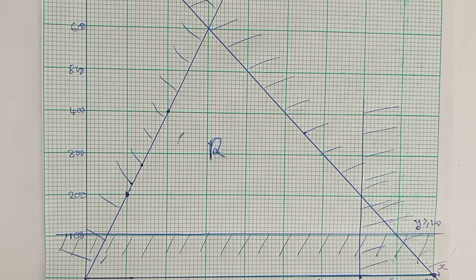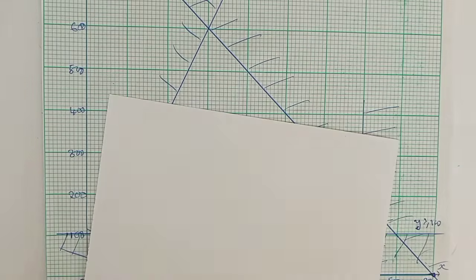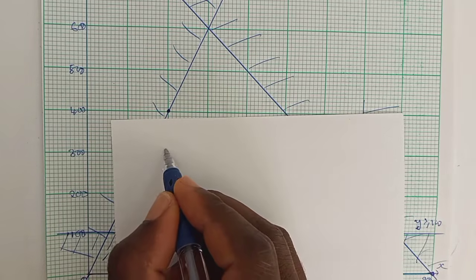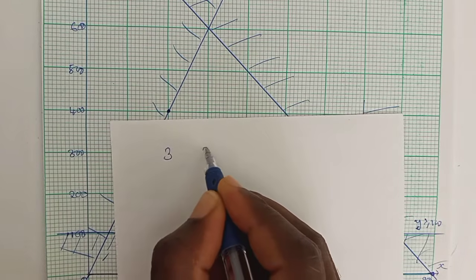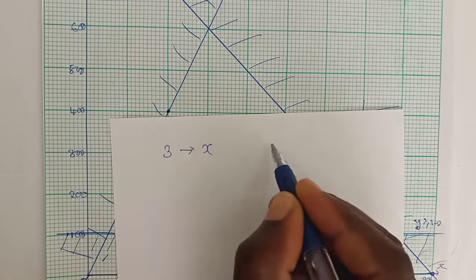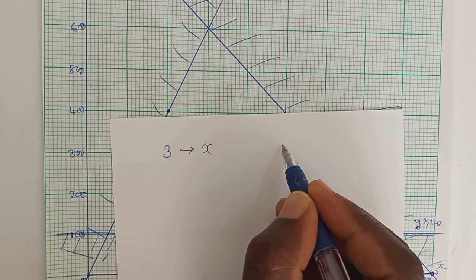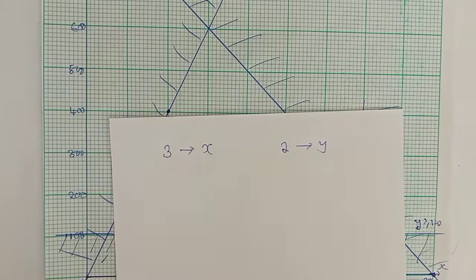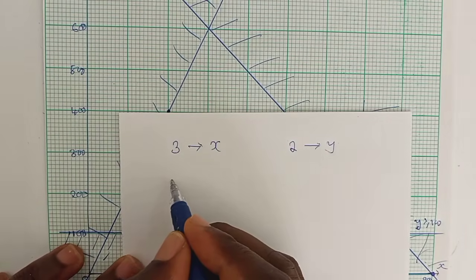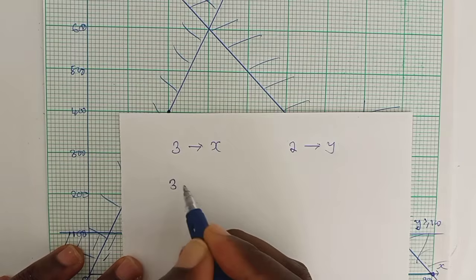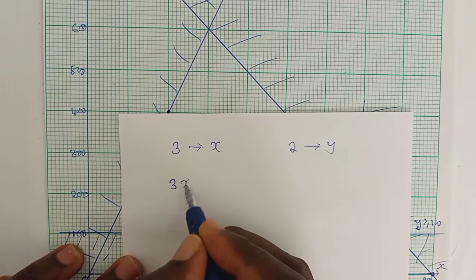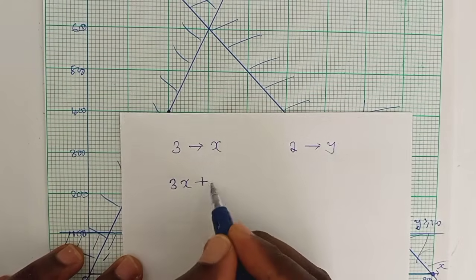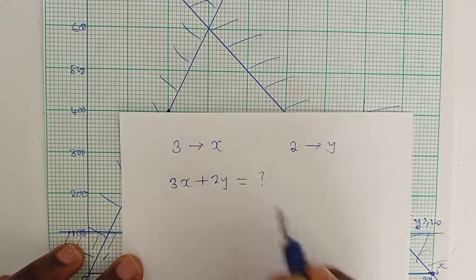They have said the profit of brand what? Brand A. So where is brand A? They said it's 3 kwacha, and we know that brand A is x. Also, brand B, which is 2 kwacha, we know it's being represented by y. So you need to come up with an equation, or a function. So you write 3x, and these two will move with y. You say plus 2y is equal to, we don't know.